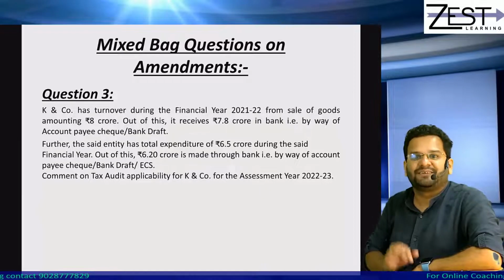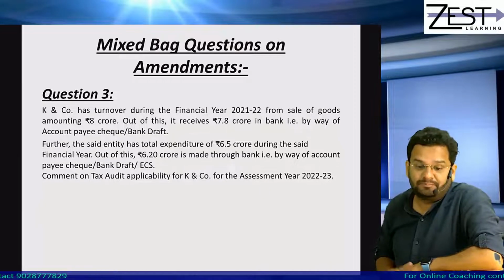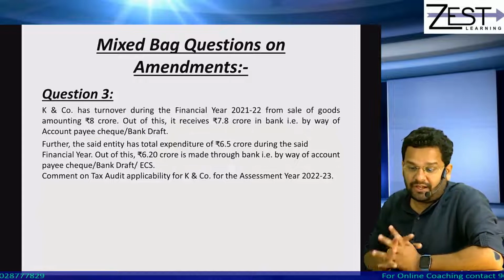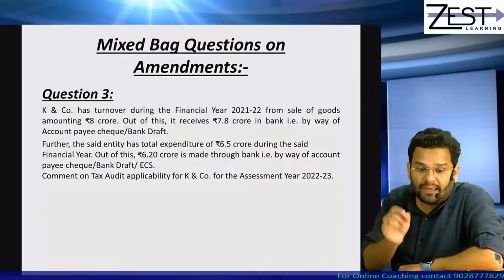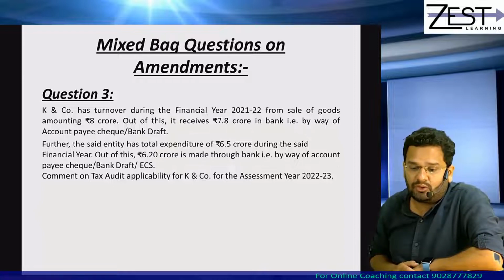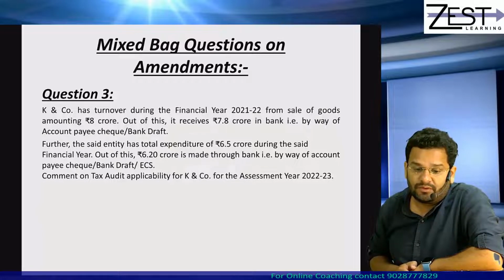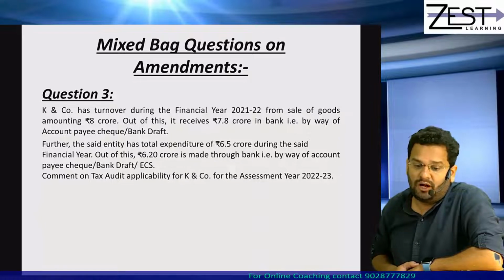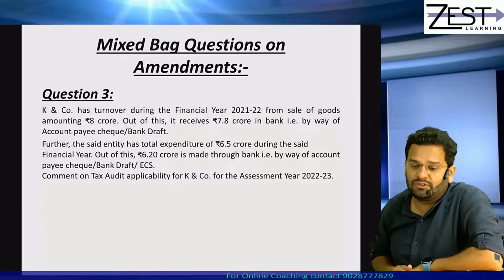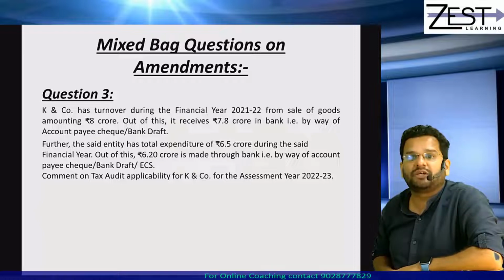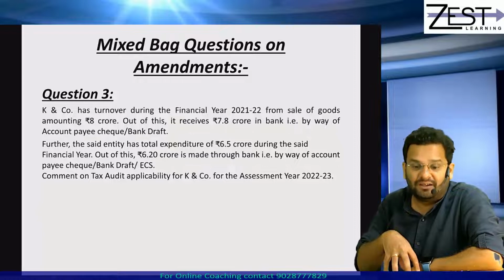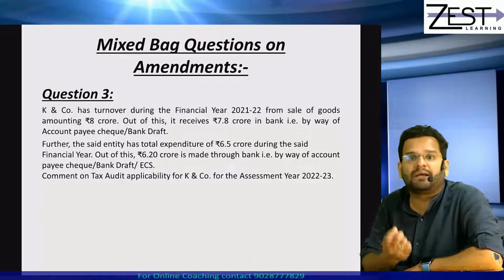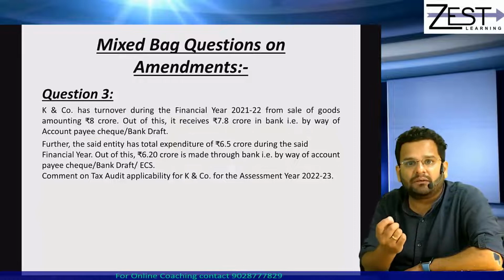Then third question in this mixed bag. Okay, you check and tell me what it is on. K and company has turnover during FY 21-22 from sale of goods amounting to 8 crores. Out of this, it receives 7.8 crores in bank, that is by way of account payee cheque and bank draft. So the question is on tax audit applicability, whether tax audit will be applicable or not in this case.